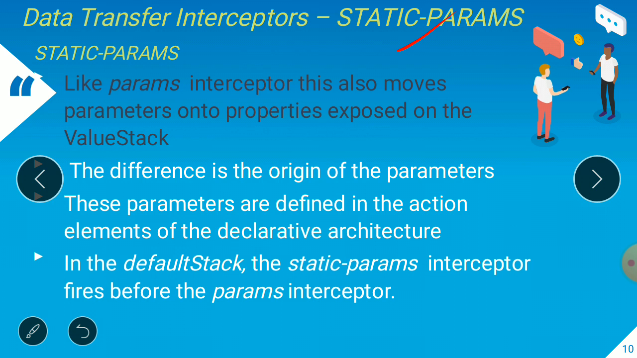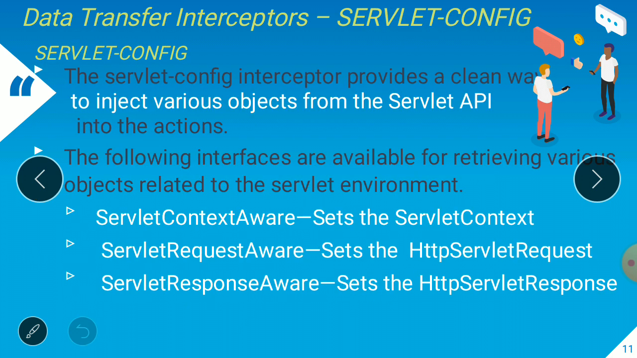இந்த parameters வந்து இப்போ நம்ம params என்ன சொன்னோம்னா ரெக்வெஸ்ட் பேராமீட்டர்ல இருக்கிறத தூக்கி வேல்யூ ஸ்டாக்ல இருக்கிற ஃபர்ஸ்ட் மேட்சிங் டேட்டாக்கு மூவ் பண்ணுவோம்னு சொன்னோம். ஆனால் ஹியர் instead it is defined in the action elements. இந்த parameters எங்க இருந்திருக்கும்னா action elementsல இருந்திருக்கும், declarative architectureல இருக்கிற action elementsல இருந்திருக்கும். ஸோ params interceptorum எக்ஸிக்யூட் ஆகிறதுக்கு முன்னாடியே static params interceptor எக்ஸிக்யூட் ஆயிடும். So this is the main difference between the static params and params.